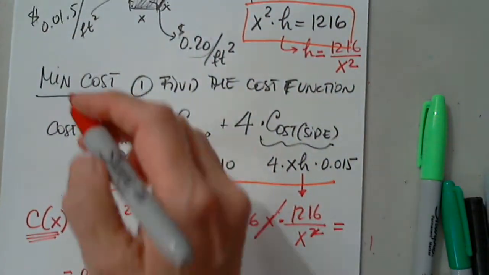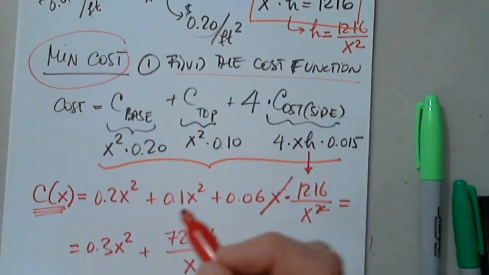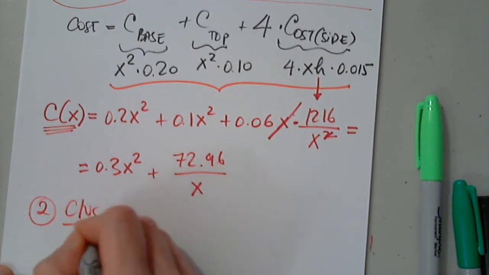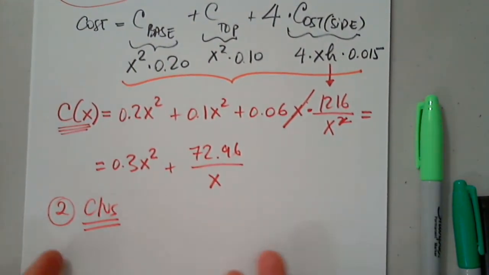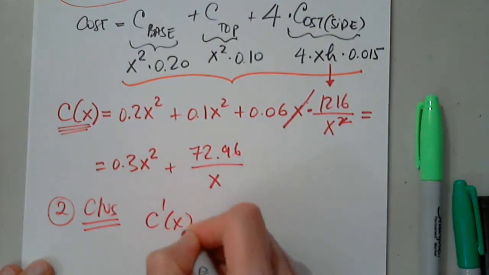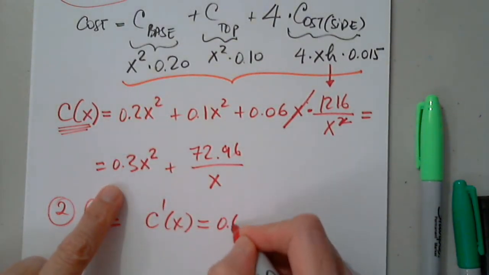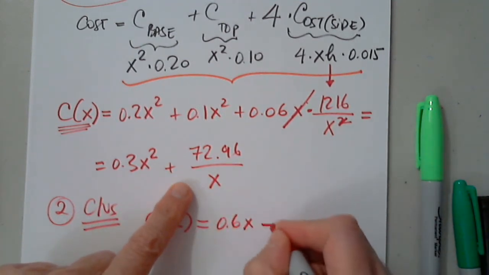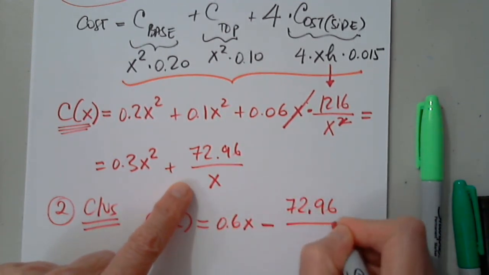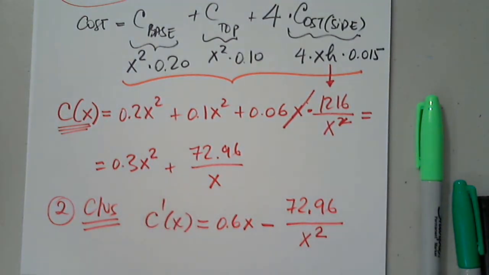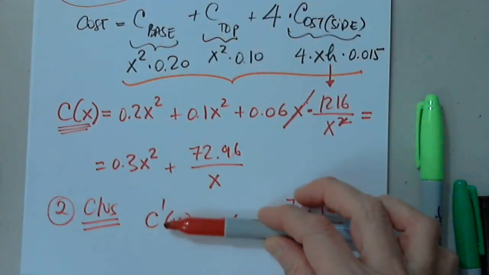In order to find max min, after I found the function, number two, I have to find critical numbers. If the function has no critical numbers, it doesn't have max min. But for critical numbers, I have to find C prime. That's how I determine the critical numbers, by looking at C prime. Good. So this is clear. 0.6x, careful now, minus 72.96 over x squared.